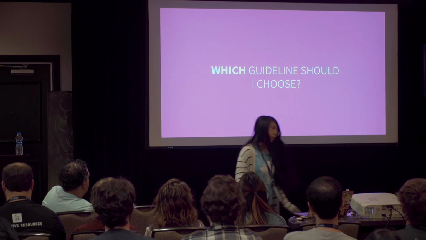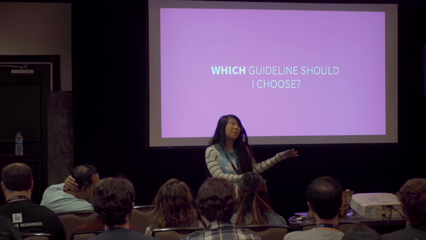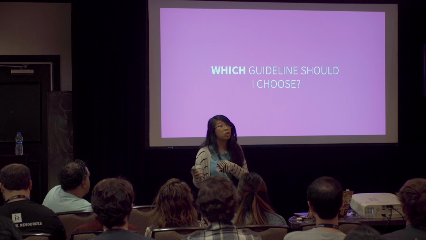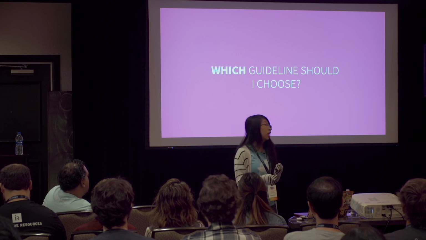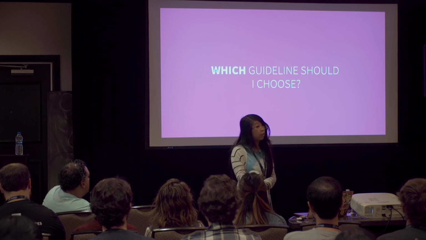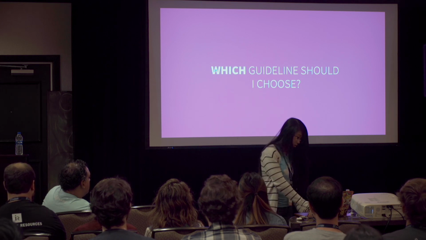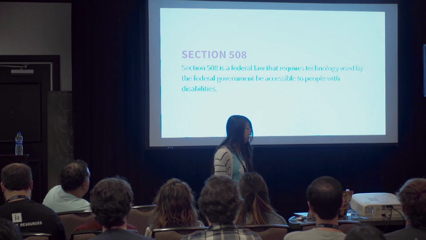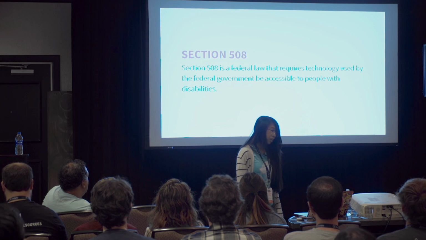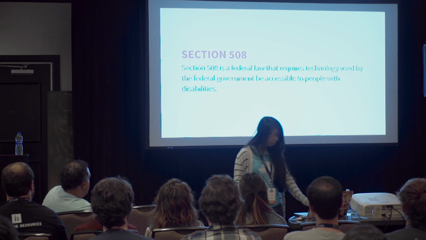Which guidelines should I choose? Yes, there are guidelines. You can't just say, oh yeah, I was thinking of them when I was making this. No, there's a set of guidelines that you have to follow to say that you're compliant. When we're talking about guidelines, we're usually talking about two different guidelines: Section 508, which I mentioned earlier, as well as WCAG. Section 508 is a federal law that requires technology used by the federal government be accessible to people with disabilities.